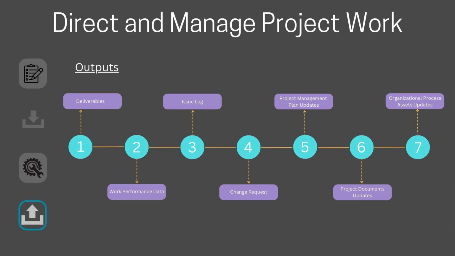Change requests may also be raised when deviations are found and corrections are needed. These will lead to updates to the project management plan, project documents, and organizational process assets. For example, a template or lesson learned may need to be updated as part of the project, and this information will be stored in the organizational process assets repository for future reference.